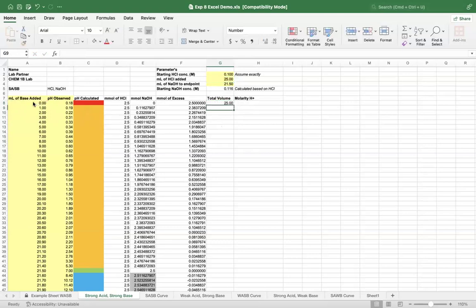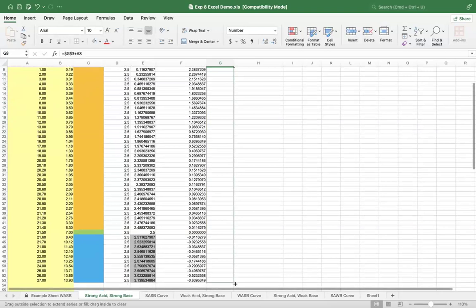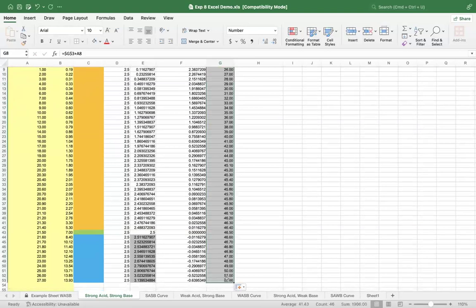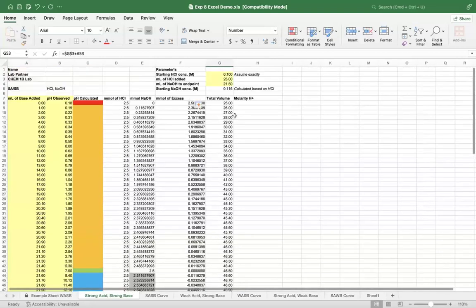So this one shouldn't change. It's just say 25. But as we click it and drag down, it should give us the final volume of everything. So 25 plus 27, right, is 52. So now we have a way of including volume in our concentration measurement.